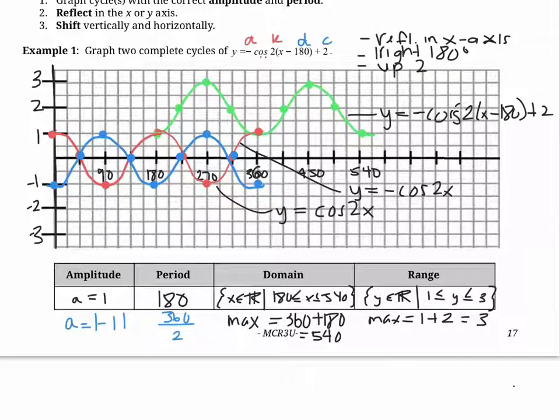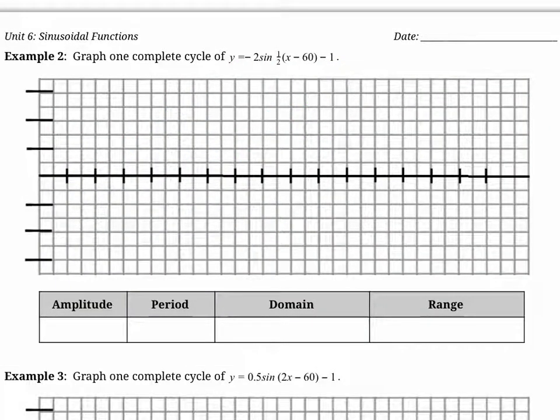So let's try this last example together, and then you'll try your final example on your own. So we have this equation here. So here's our a value, our k value, our d value, and our c value. So just labeling that really fast. We have a and k and d and c. So let's fill in our table as much as we can. So we know our amplitude is going to be our a value, which is -2, and just the absolute value of that. So our amplitude is going to be 2. Our period is 360 divided by our k value, which is a half. So 360 divided by a half, that's just 720 degrees.